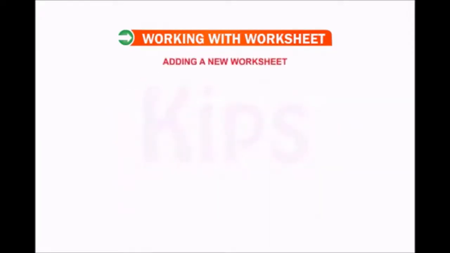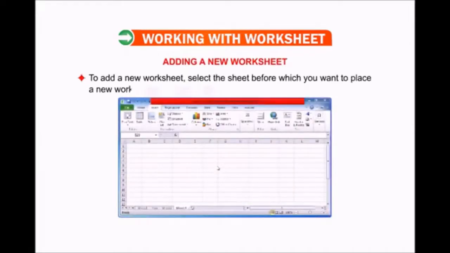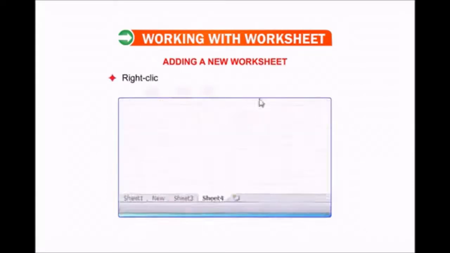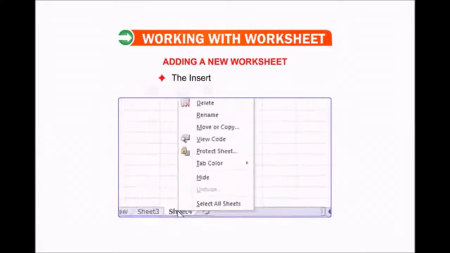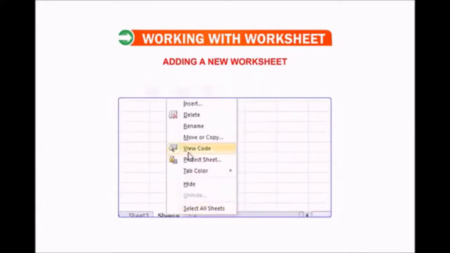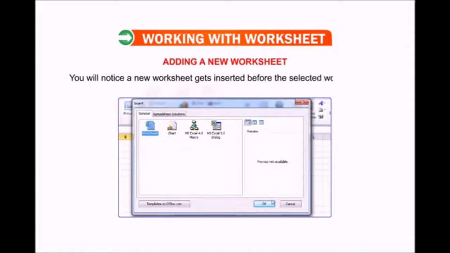Let us now learn how to add a new worksheet. To add a new worksheet, select the sheet before you want to place a new worksheet. Right-click on the Sheet tab and select the Insert option. The Insert dialog box appears. Select the Worksheet option and click OK. You will notice a new worksheet gets inserted before the selected worksheet.